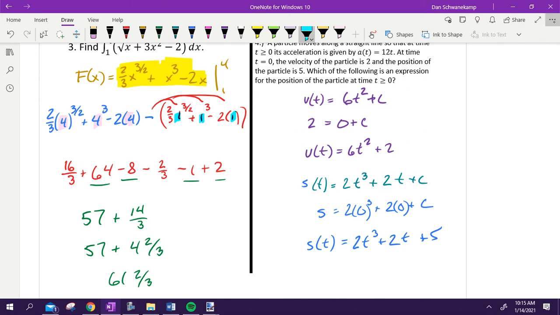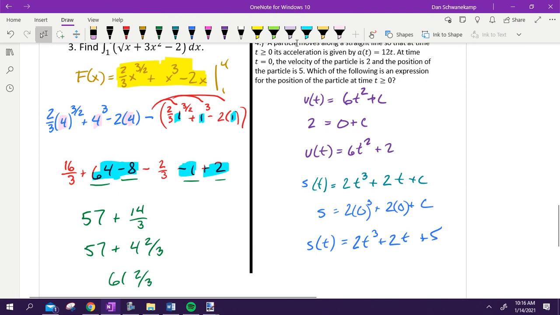Yep. Is there an answer to this for the packet? No, the packet is not posted yet. Yes, sir. So when I combined stuff here, I did 64 minus 8 and then minus 1 there, and then plus 2. Yeah, sorry, I forgot my plus 2.